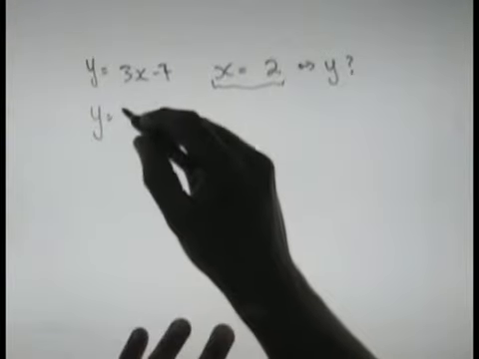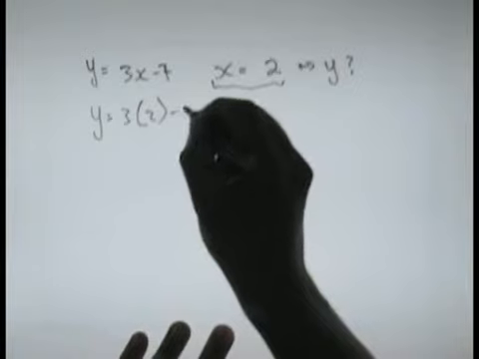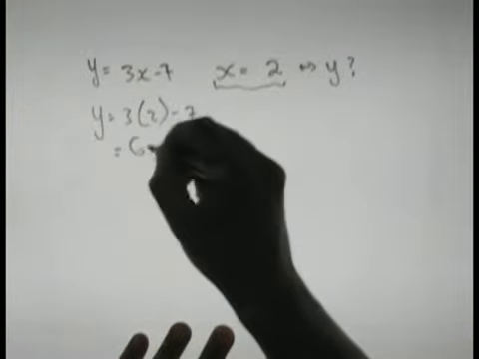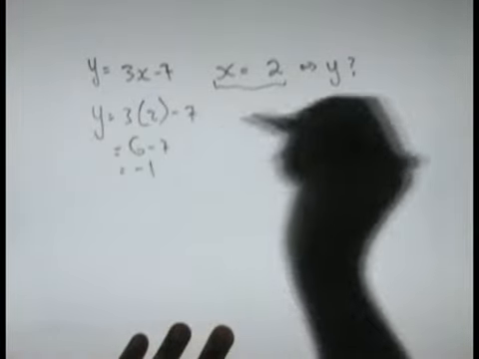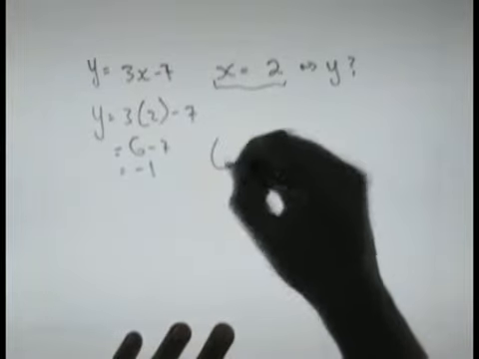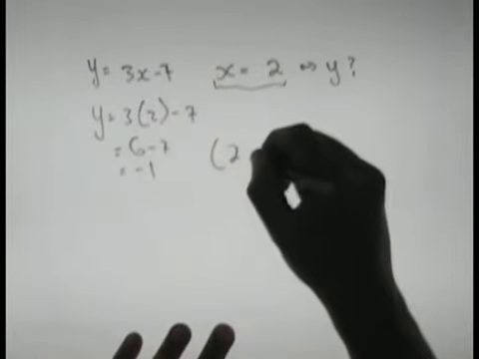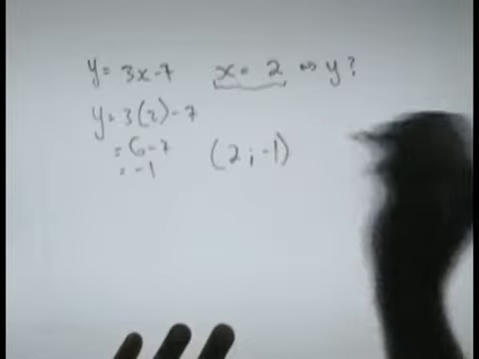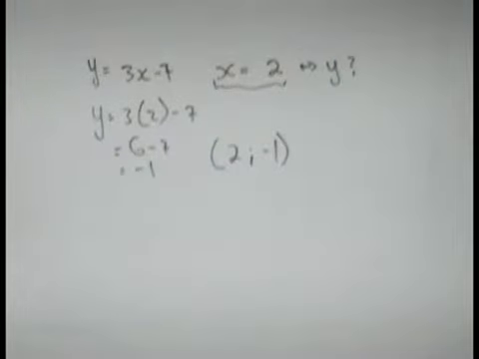That means that y is equal to 3 times 2 minus 7, which is equal to 6 minus 7, which is equal to negative 1. That means that our coordinates there are x is equal to 2, y is equal to negative 1.